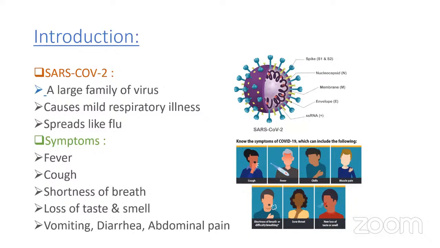The virus spreads similar to the flu by coughing, sneezing. The most common reported symptoms include fever, cough, shortness of breath, loss of taste, and smell. Gastrointestinal symptoms such as vomiting, diarrhea, abdominal pain are described in 2 to 10% of the patients with COVID-19.